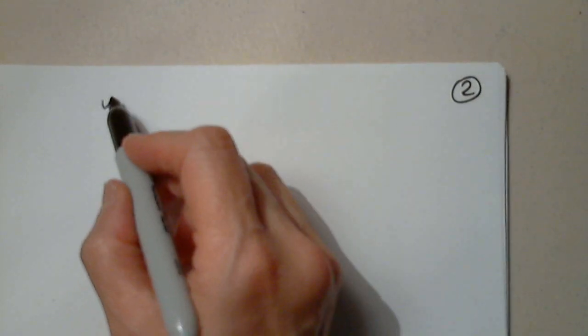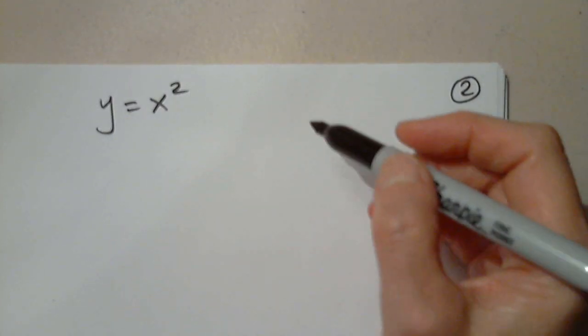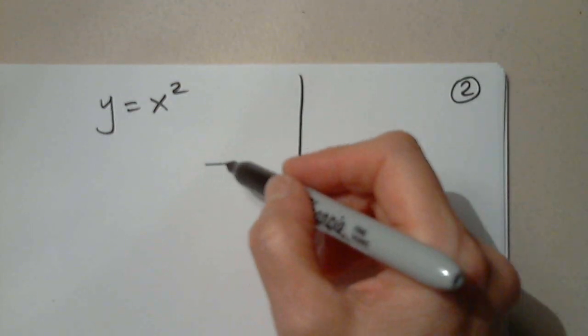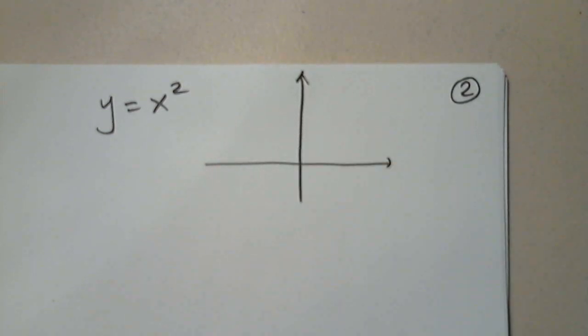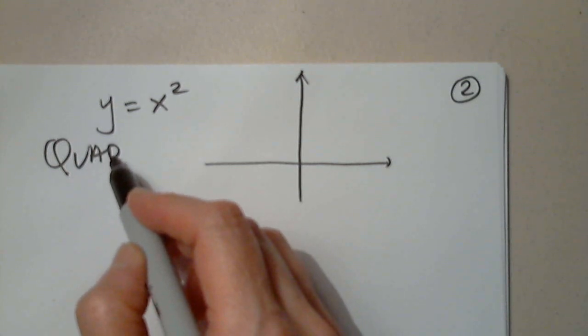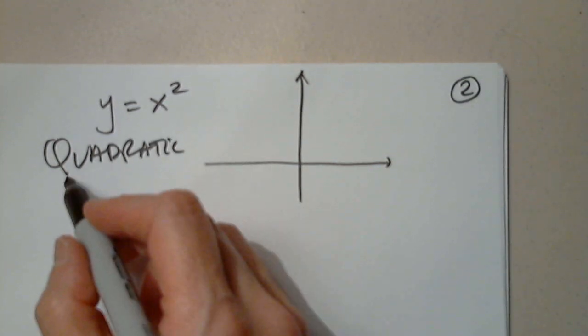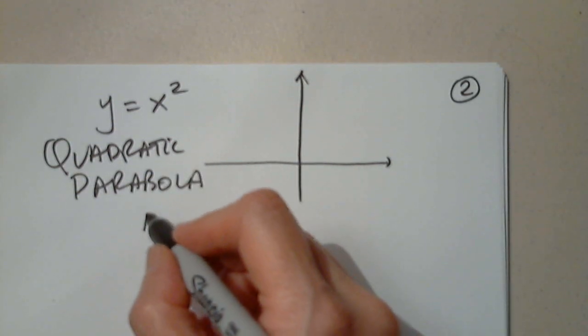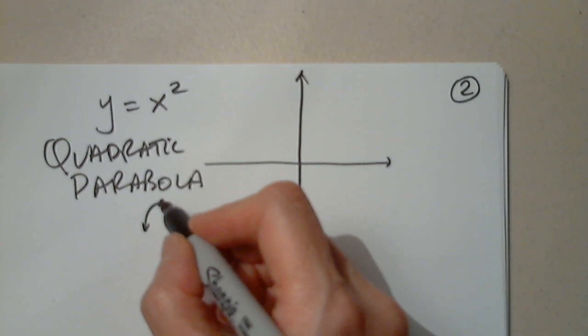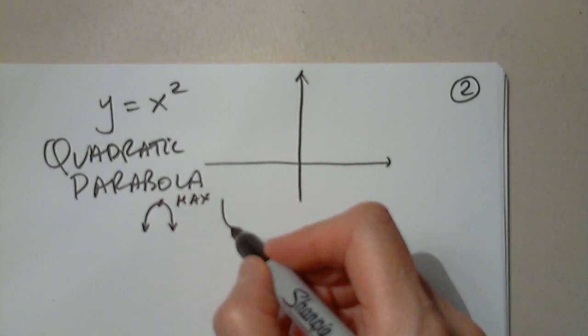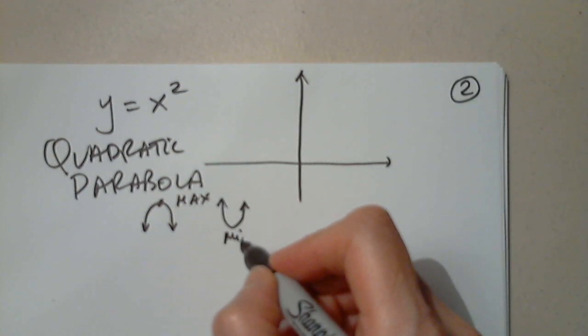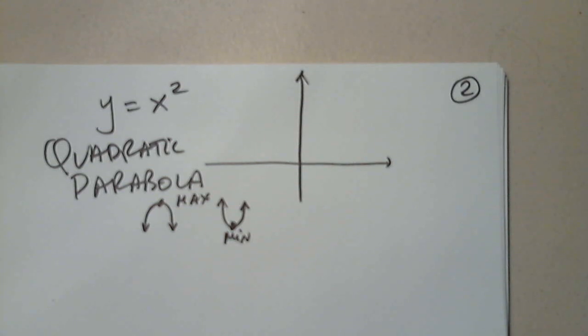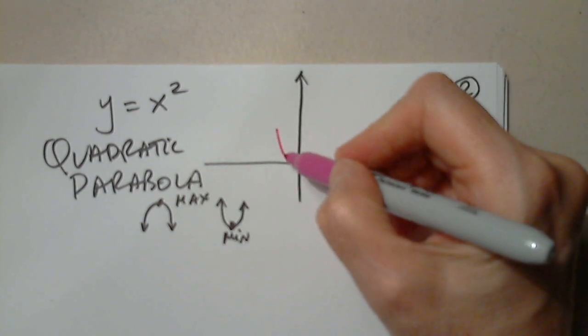Okay, so now let's look at this x squared. This is a very simple function. It's the simplest possible quadratic, and it's a parabola. The parabola can open downward and have a max, or can open upward and have a min. It's still a parabola. There are 2 possible shapes. This one is the simplest one, and it's this.